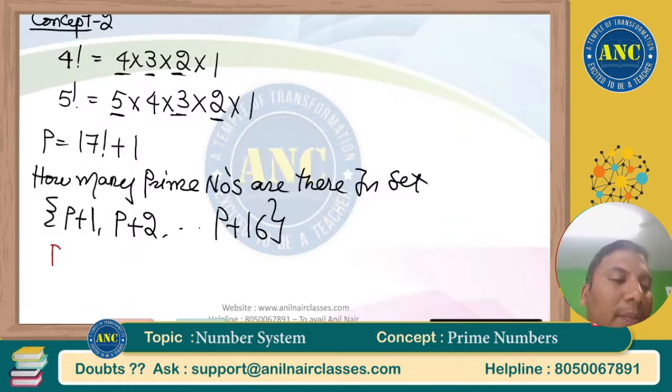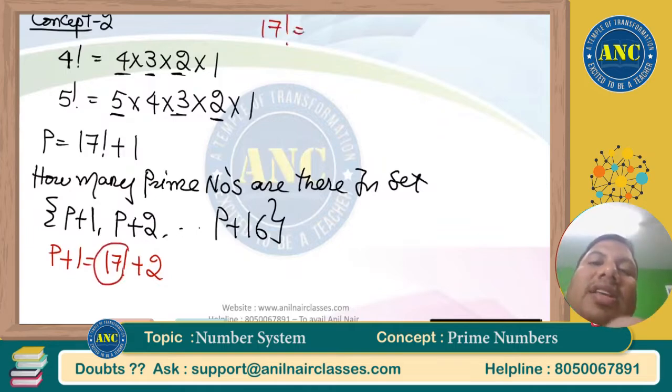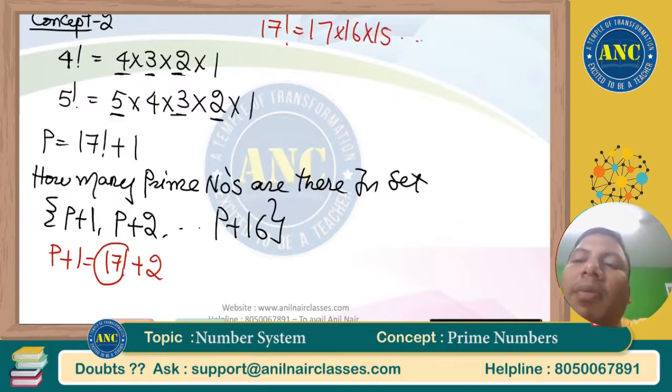Listen carefully. P plus 1 will become 17 factorial plus 1 plus 1, it is 2 plus 17 factorial, it is an even number. Why? Because 17 factorial is the product of all the natural numbers from 17 to 1.